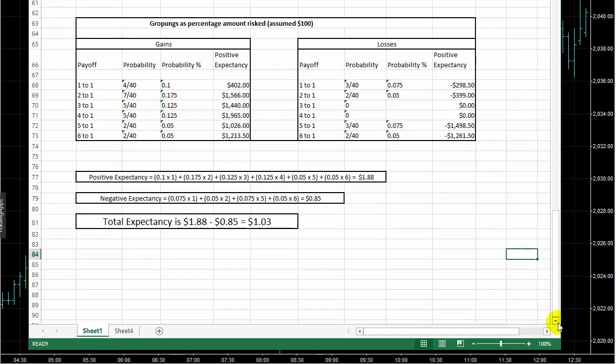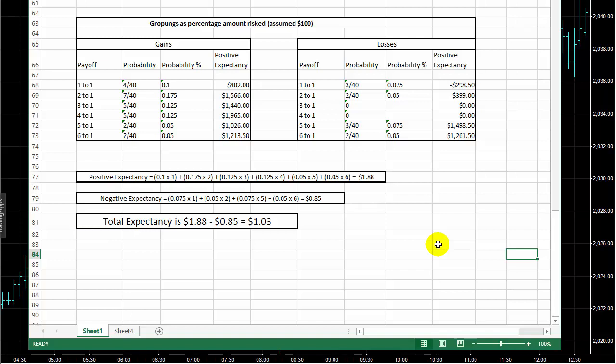So for every dollar I'm risking, I'm expecting to make $1.03 on average. Now, this is very, very high. You're not going to get this kind of numbers very often. Usually, if you get anywhere from 15 to 20 cents per dollar being risked, you're doing really, really great. So this is over a long period of time. If this strategy does these numbers every single time, you expect to make $1.03 for every dollar you are risking. So this is how we do the expectancy.